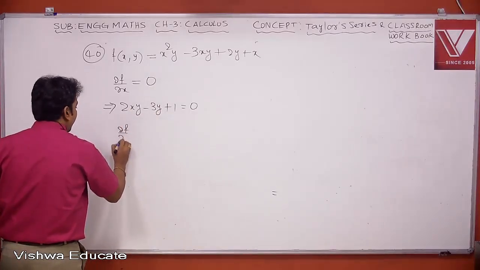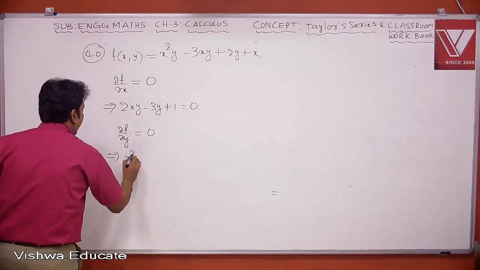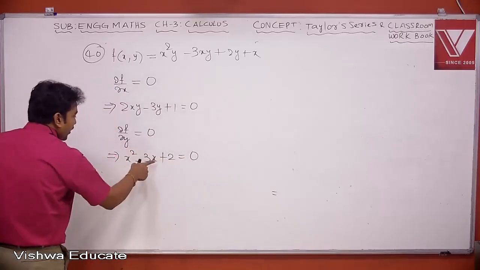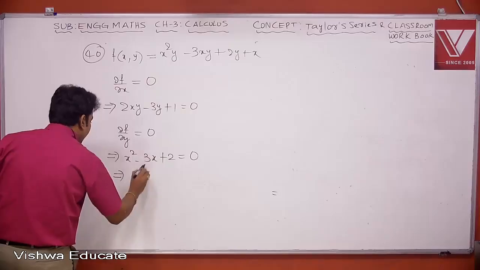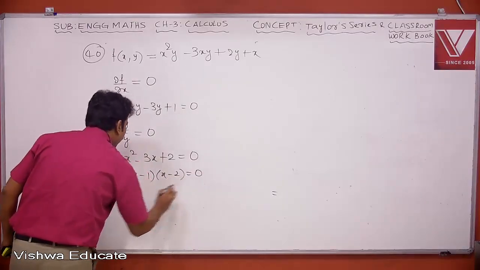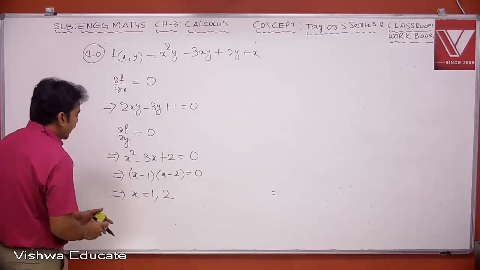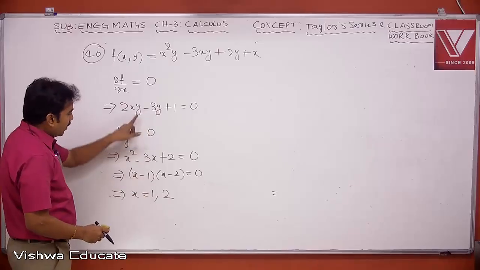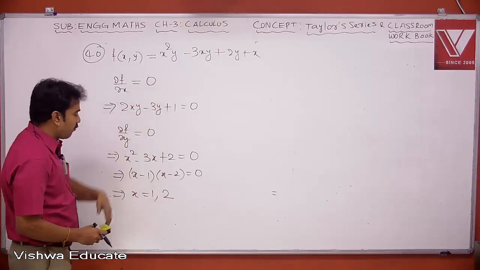Now let us go for the second equation. Dou f by dou y is 0. So this implies x square minus 3x plus 2 equal to 0. Now it is an equation in a single variable. You can easily get the values of x. So this is x minus 1 into x minus 2 equal to 0, so x values are 1, 2. Now substitute the x value in this, you will get the y value. When x is 1, you will get one value for y. When x equal to 2, you will get one more value for y.